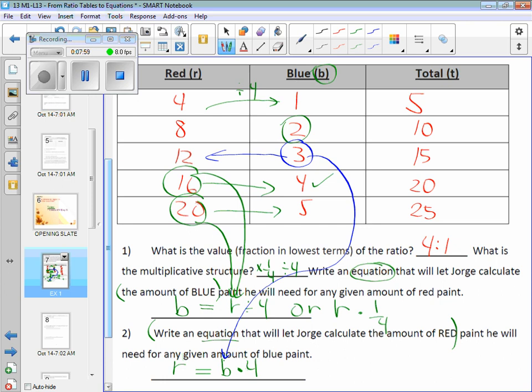Give me another one to put in. Okay, I'll choose 2. Substitute it in. What's 2 times 4? The equation is good. Like anything, you just got to practice it. Let's go on to the next page.